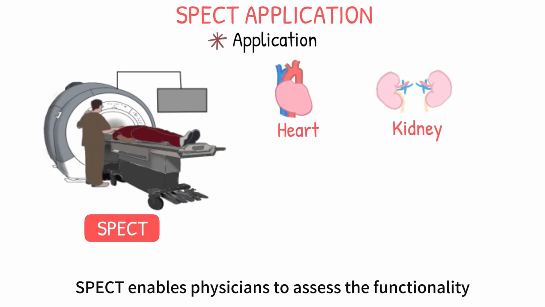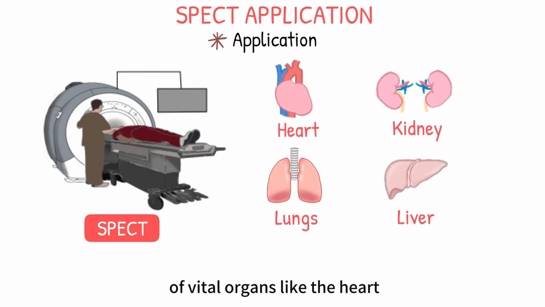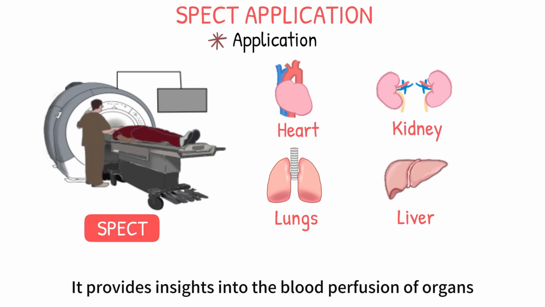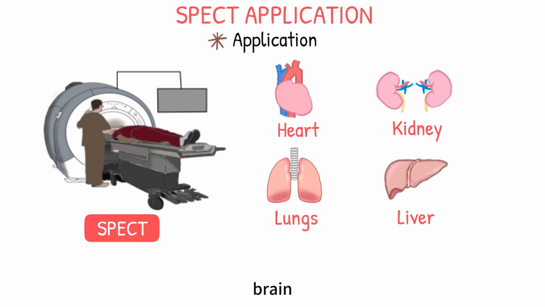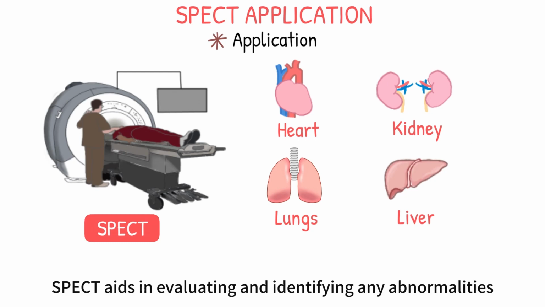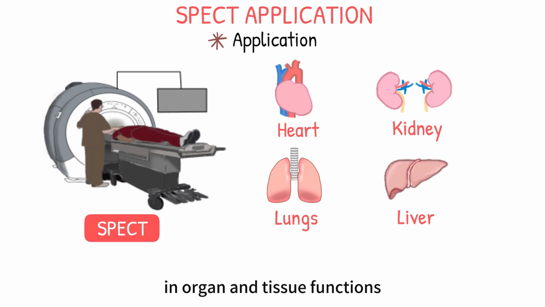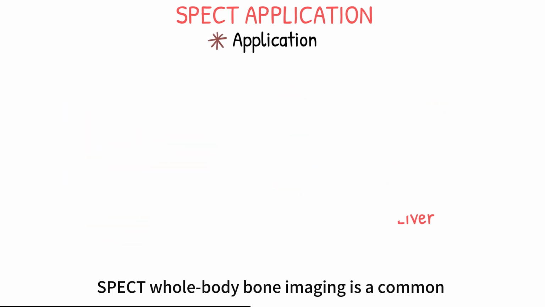SPECT enables physicians to assess the functionality of vital organs like the heart, kidneys, lungs, liver, gallbladder, and thyroid gland. It provides insight into the blood perfusion of organs such as the heart muscle, brain, and lungs. Moreover, SPECT aids in evaluating and identifying any abnormalities in organ and tissue functions, blood flow, and metabolism, including conditions like tumors, lymphatic metastasis, and bone metastasis.